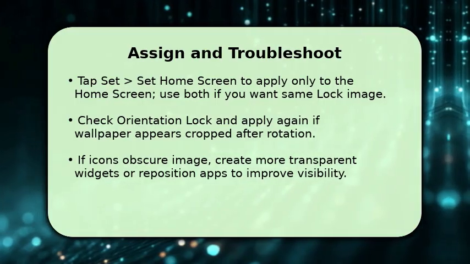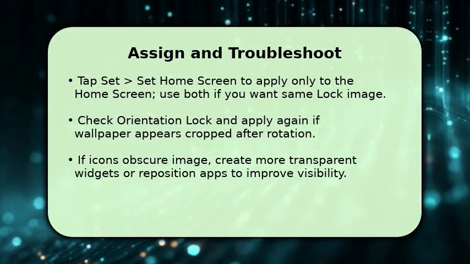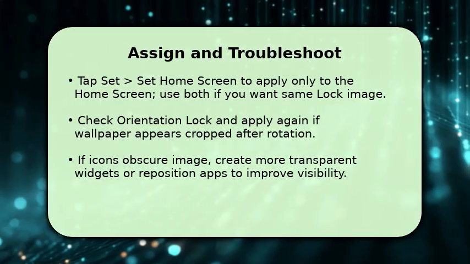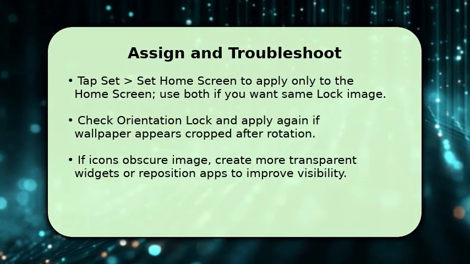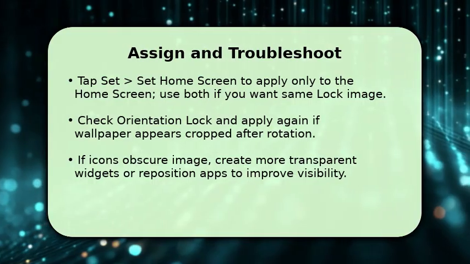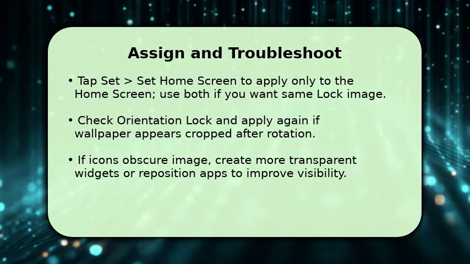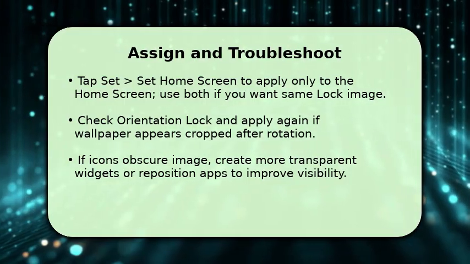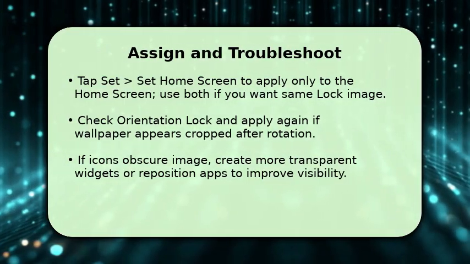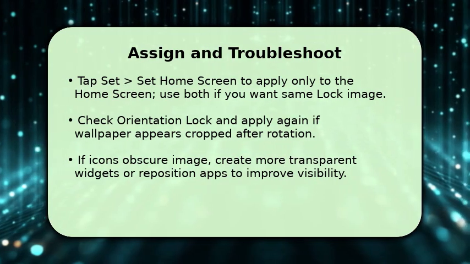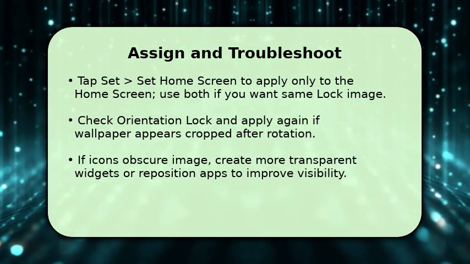Make sure orientation lock is off if using wallpaper that adapts to rotation. If it looks cropped, toggle orientation and reapply. If icons or widgets obscure key parts, move apps or use empty spaces and transparent widgets to reveal the subject. If the image still misbehaves, return to Photos. Crop to native screen resolution, then repeat the process.